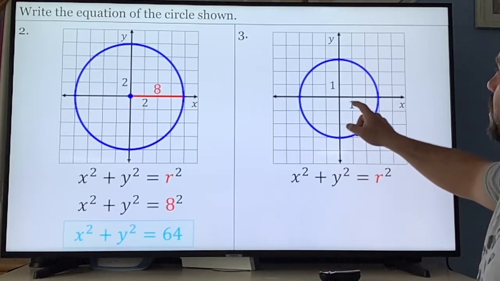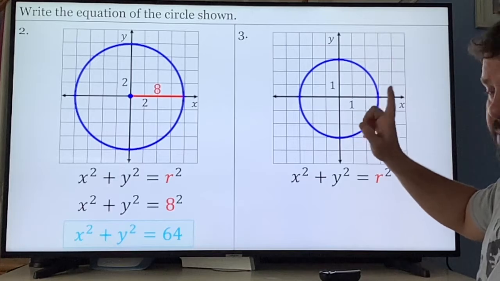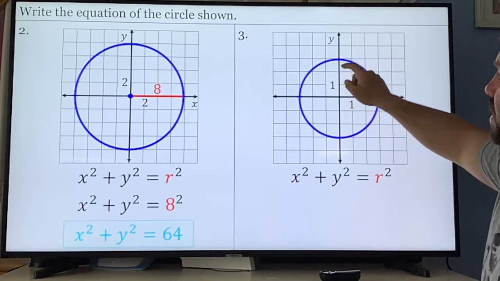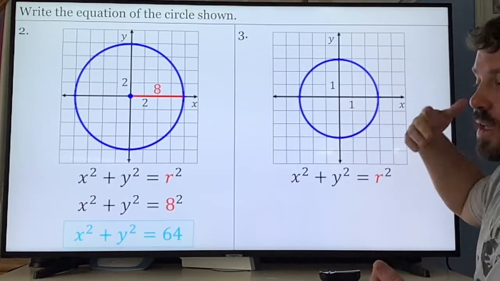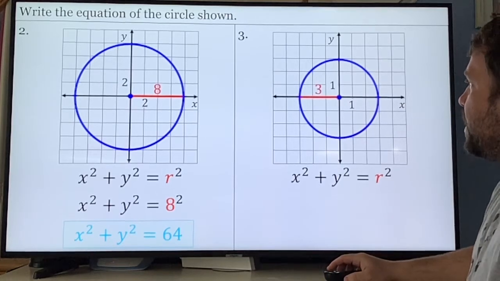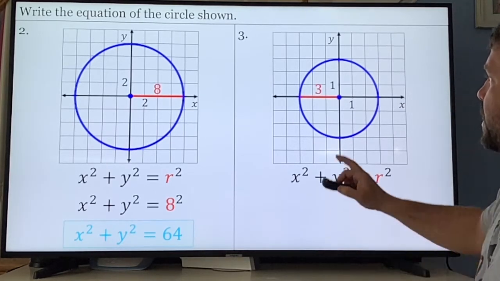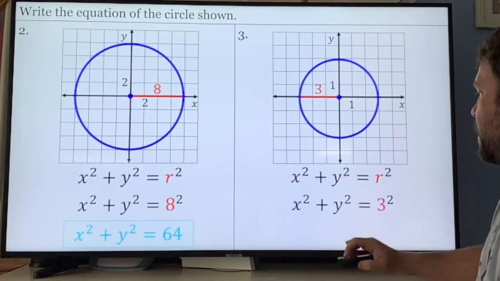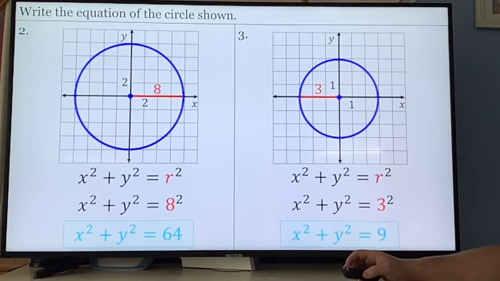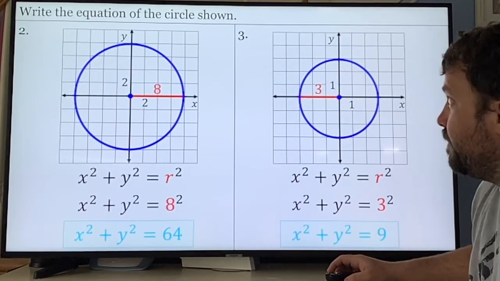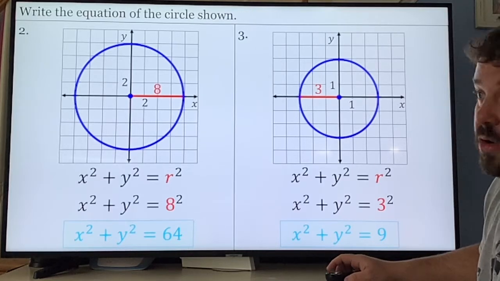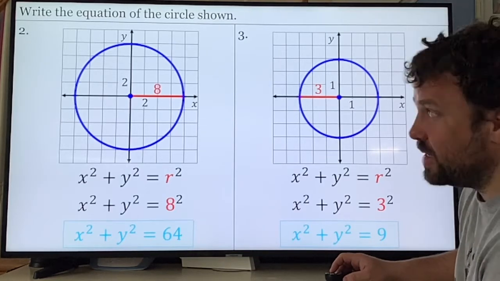Problem 3. The units here go up by 1. The units are the key. Make sure you have the correct units. If you count up, down, or to the left, they all equal the same thing, and they all equal 3. That's your radius. You're going to square it. 3 squared is 9. So it's x squared plus y squared equals 9. All right, any questions? Hopefully not, because this is the easiest part of the lesson.